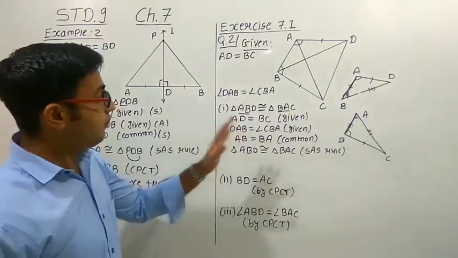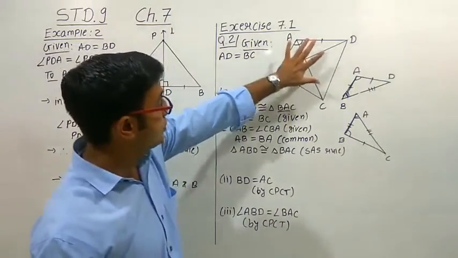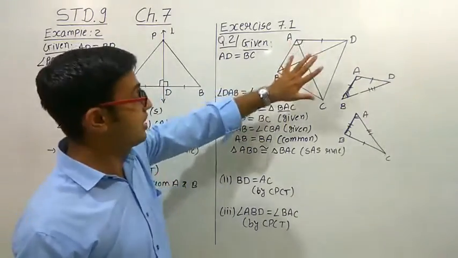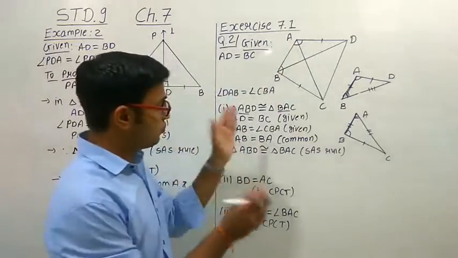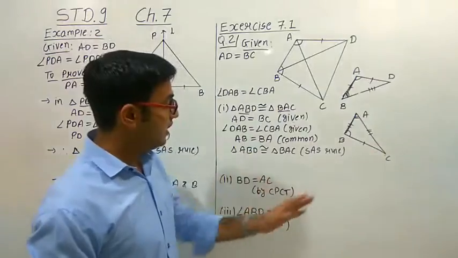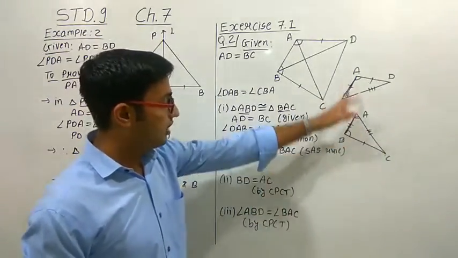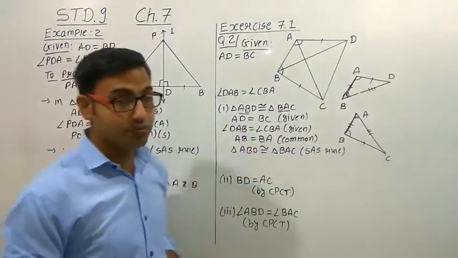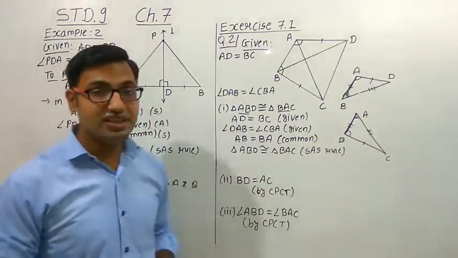So in this way, if you cannot understand the two triangles, because in many sums this type of diagram is given, you just do one thing: separate out both the triangles on which you want to work, and then apply the conditions, and you can understand whatever you have to do. So this is all about this lecture.